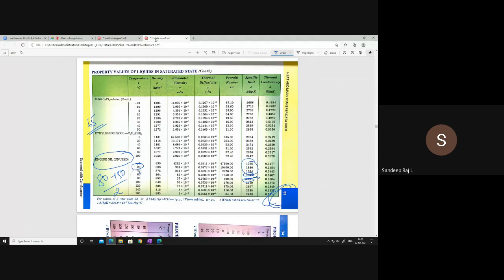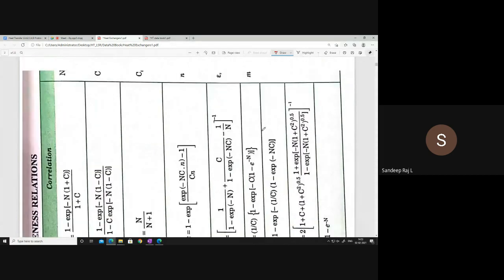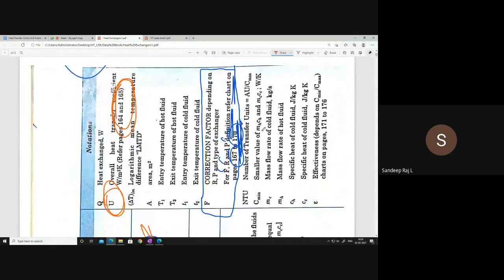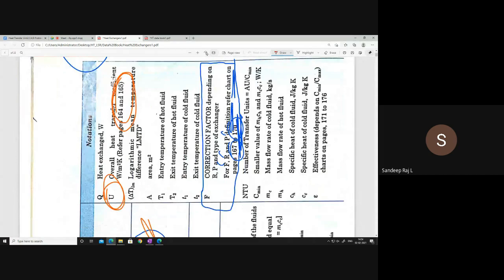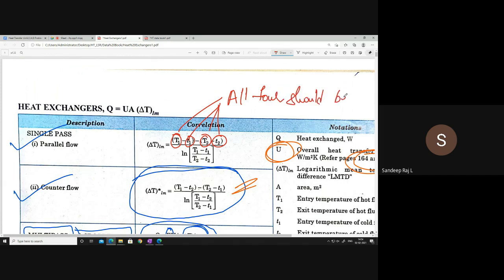See, if I take the LMTD formula, in the LMTD formula I am going to have capital T1, small t1. Look here, I have capital T1, capital T2, small t1, small t2. All four should be known. Then only you can solve using the LMTD method.